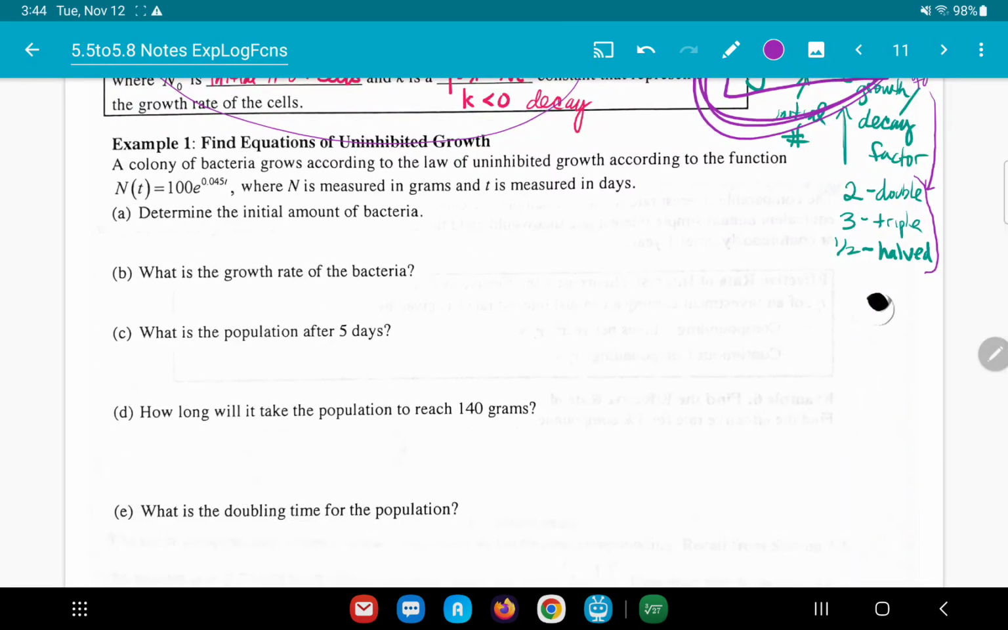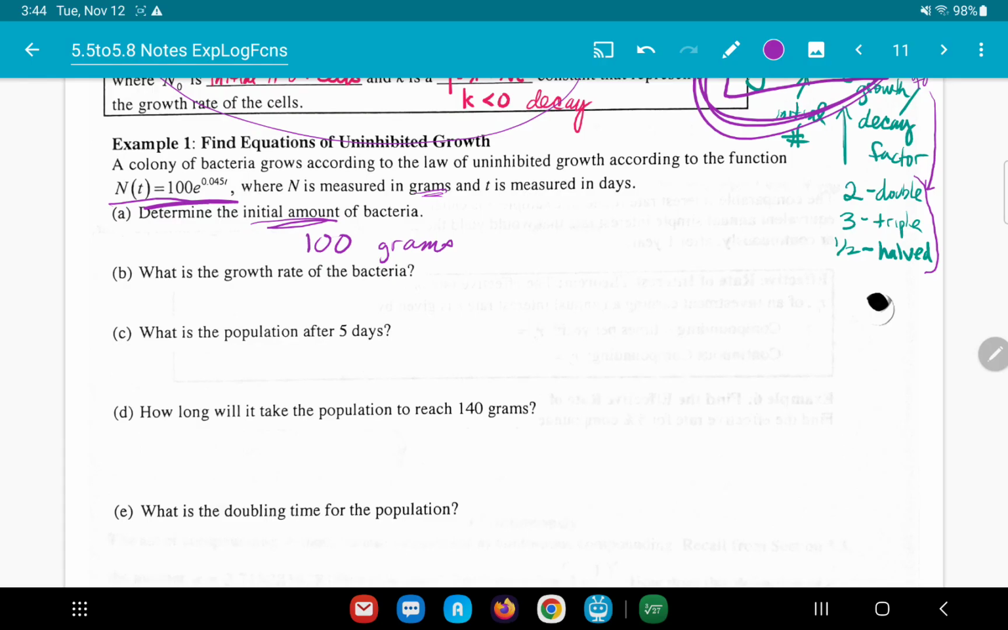Example 1. A colony of bacteria grows according to the law of uninhibited growth, according to the function, and then here it is, where n is measured in grams. So we're measuring this bacteria by weight, and t is measured in days. Determine the initial amount of bacteria. Since we're looking for the initial amount, just look at that formula, and we can see that represents the 100. And since we want units of measure, this is 100 grams of bacteria.